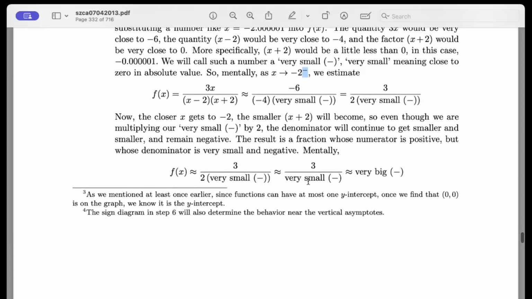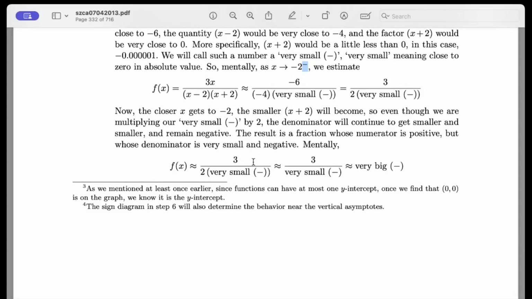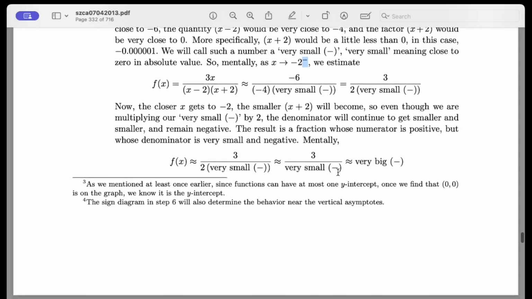That's the kind of number sense the book is referring to, and that I think is pretty important for you to develop. That you're able to think through what's going on as we look at x approaching a particular value and creating factors that are very small, either negative or positive numbers.